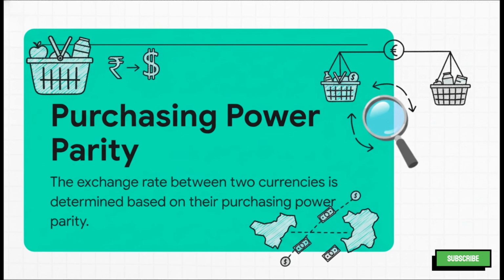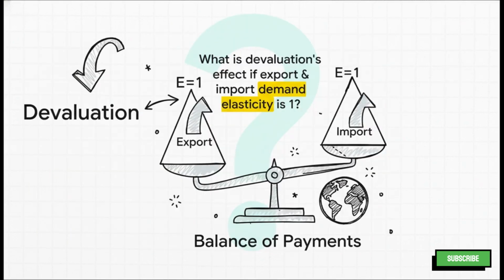So, what's this theory all about? Well, G. Cassell's purchasing power parity theory basically says that the exchange rate between two countries should, in the long run, equal the ratio of their price levels for a fixed basket of goods. In simpler terms, a cup of coffee should cost the same in India and the US, once you account for the exchange rate. That's the core idea. Okay, let's move on to our next question.